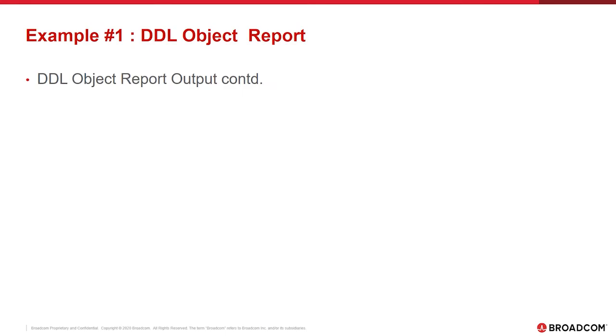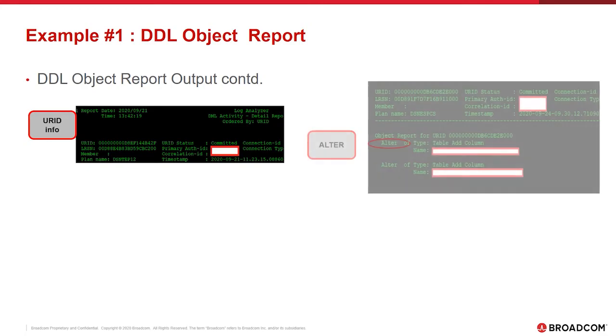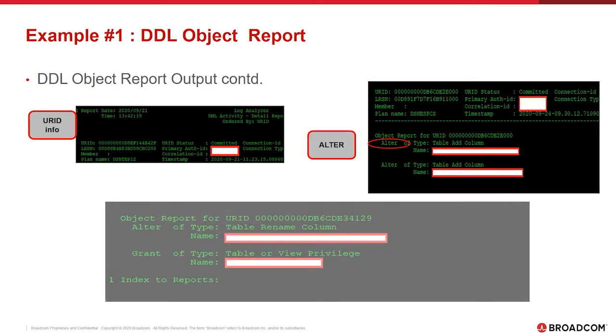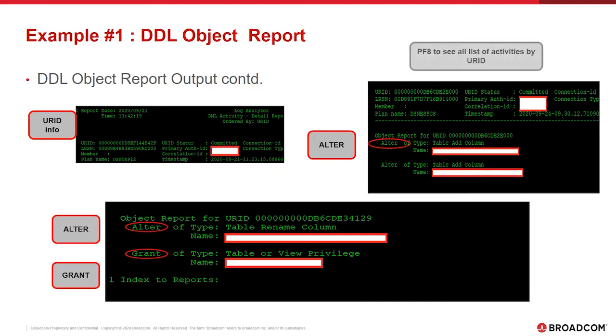This report gives us an overview of object changes with a summary description of what has been done, ordered by URID. The URID section is of the same format as before. It gives us plenty of information on where the actions came from, who did them, where and when. We find that 2 tables were altered, as we can see on the right top corner.